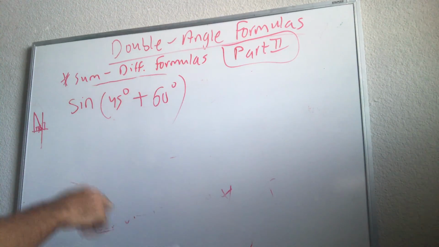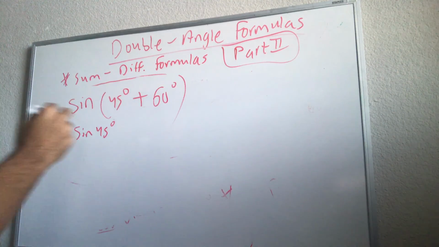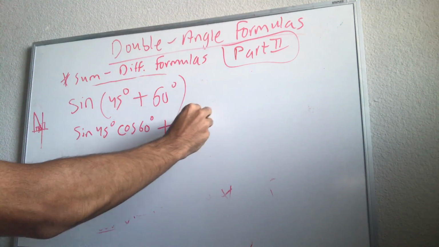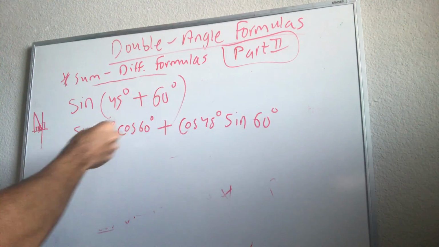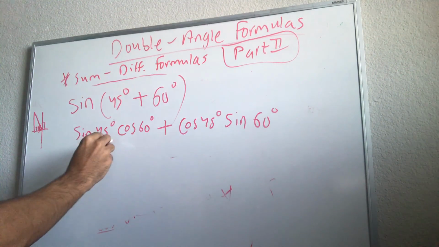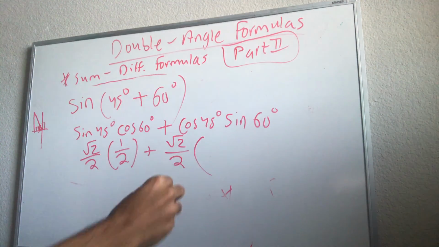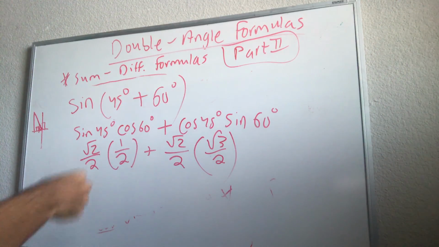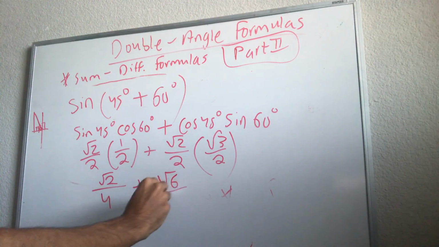But using the formula, we know that this is sine of 45 degrees times cosine of 60 degrees plus cosine of 45 degrees times sine of 60 degrees. And so sine of 45 degrees is root 2 over 2. Cosine of 60 degrees is 1/2. Plus cosine of 45 degrees is root 2 over 2 times sine of 60 degrees is root 3 over 2. Again, that's just off the unit circle. And so solving this, we get root 2 over 4 plus root 6 over 4.